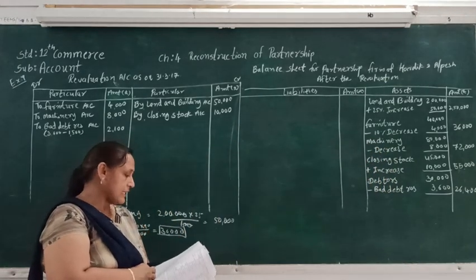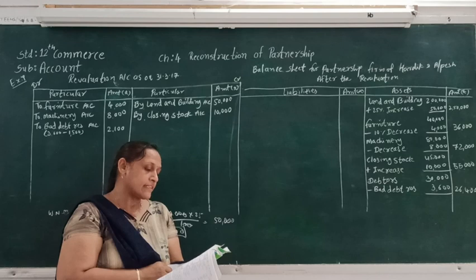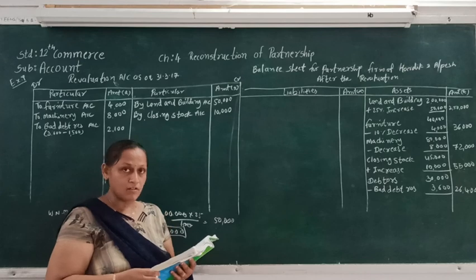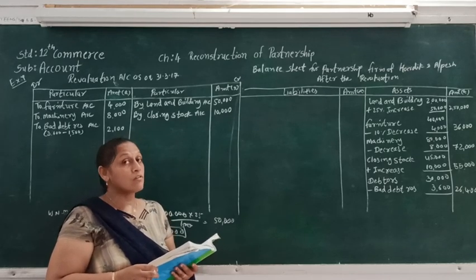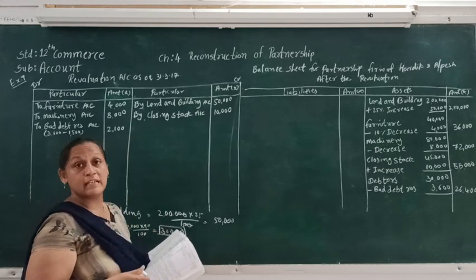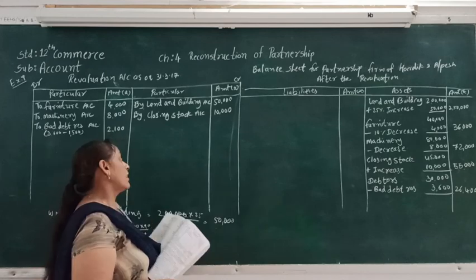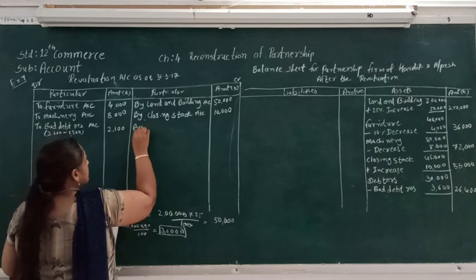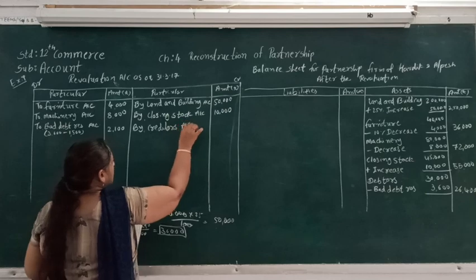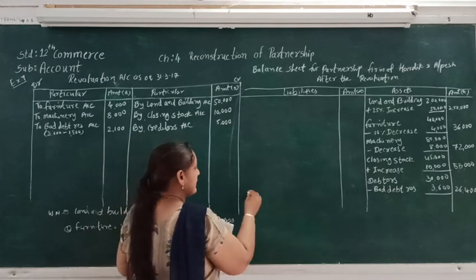Okay. Next adjustment is creditors amounting to rupees 5,000 out of the total creditors are not to be paid. See here we got the creditors. We are going to write creditors.